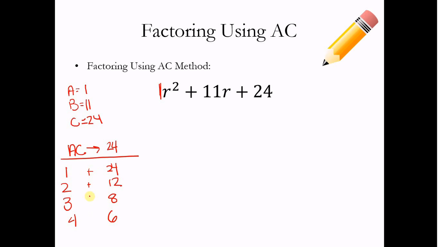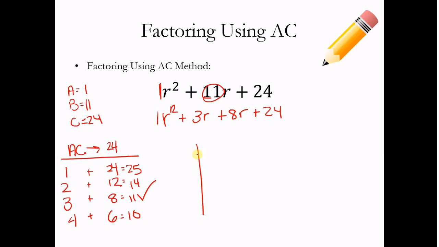So let's add these guys together. 25, 14, 11, and 10, right? I needed 11. Did one of those generate 11 for us? They did indeed, right there. So I can rewrite the inside as 3x and 8x. So I'm going to have 1x squared plus 3x plus 8x plus 24. Box that. Factor by grouping. 1x squared, 3x, 8x, and 24.